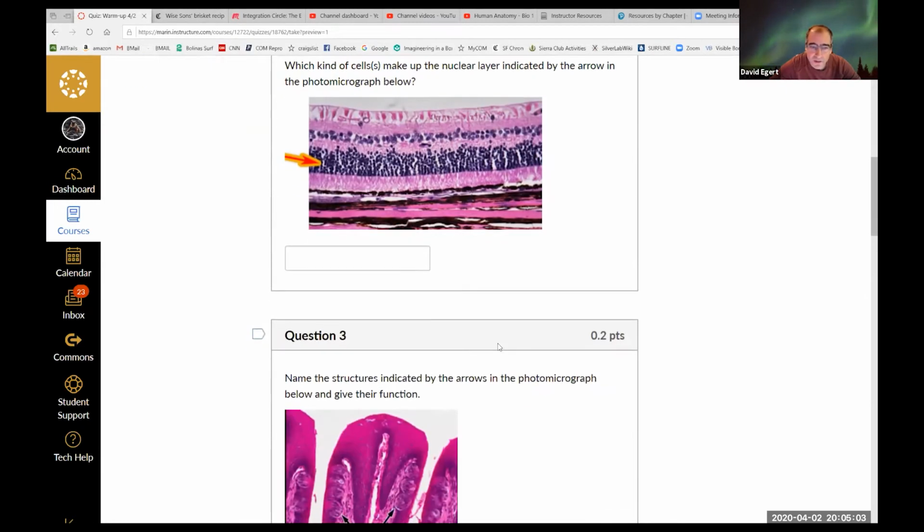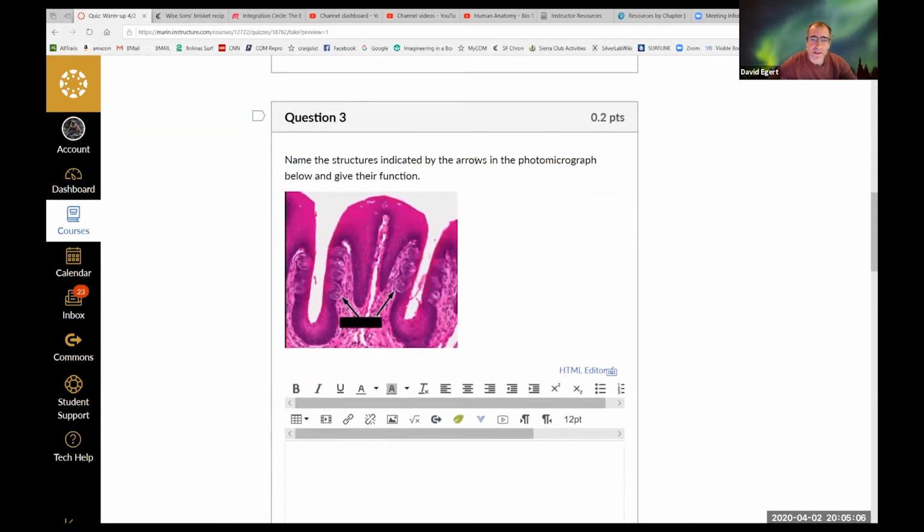All right, next we can go on. Name the structures indicated by the arrows in the photomicrograph below and give their function. Most people got that it's a taste bud. These are classic taste buds, these little things that look like little onions sitting here. This is inside of a vallate papilla. And let me add a different color so it's easier to see. What kind of epithelium lines the top of this? Stratified squamous. That's all stratified squamous of your tongue.